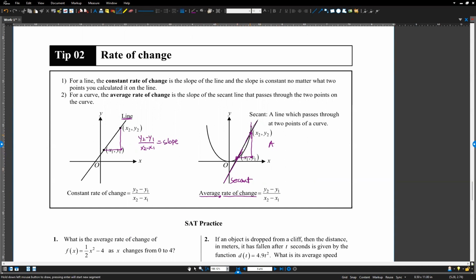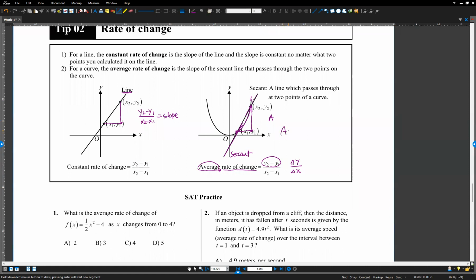Because on this curve, every point has a different slope. That's why we take an average, total. This is the total change in y over the total change in x. This we call the average rate. Average means what? You know the average? Total number over number of data, okay? Then we say average, isn't it? That's the same thing.